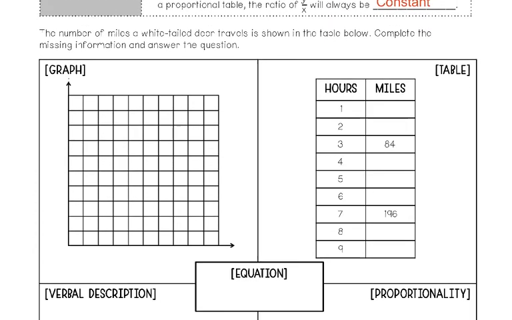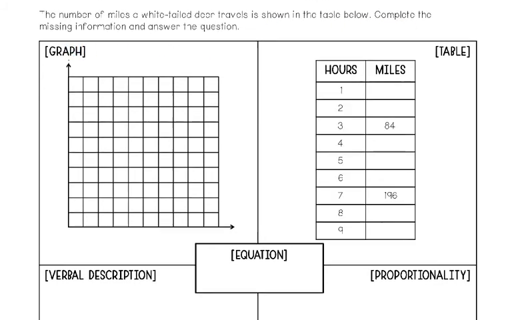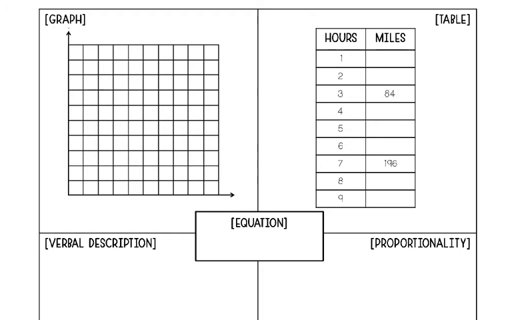So let's look down a little bit. It says the number of miles a white-tailed deer travels is shown in the table below. Complete the missing information and answer the question. So you're going to look at this graphic organizer. You have a table, a graph, a description of the situation, and is it proportional? Kind of an explanation. Then you have an equation in the middle that it all centers around.